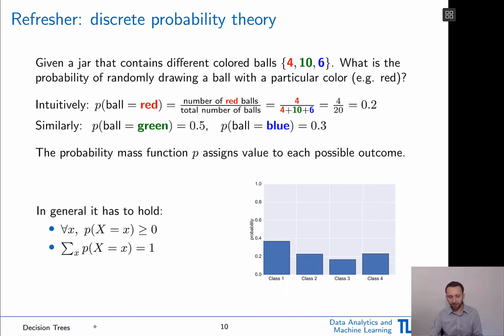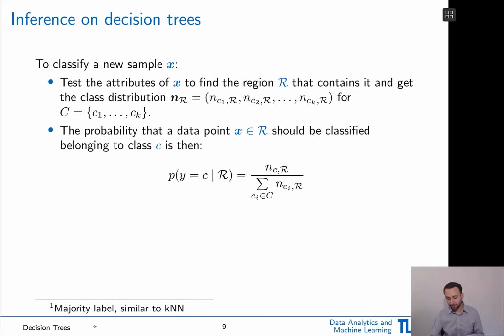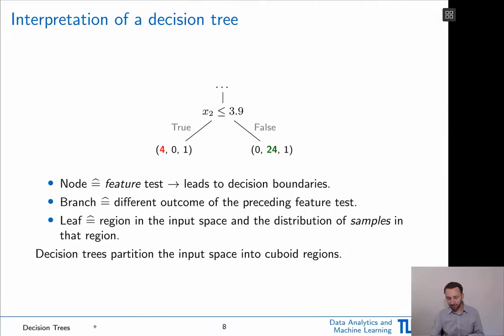For example, the probability that a ball is red, if you have such a region where you have 4 red, 10 green, and 6 blue ones, it's just 4 divided by the overall number. I guess you're all familiar with this anyways. But why do we do this? Because later on, we do not just have these simple categorical distributions, but we have a more advanced view on machine learning from a probabilistic point of view.